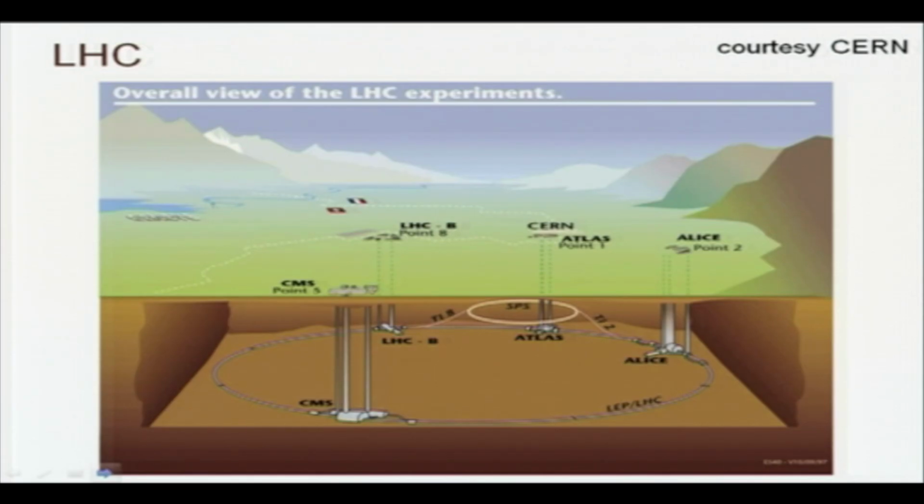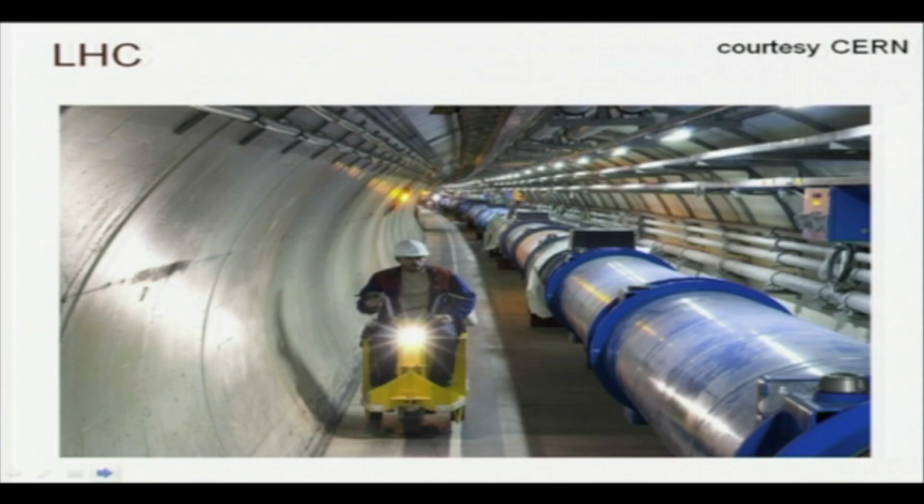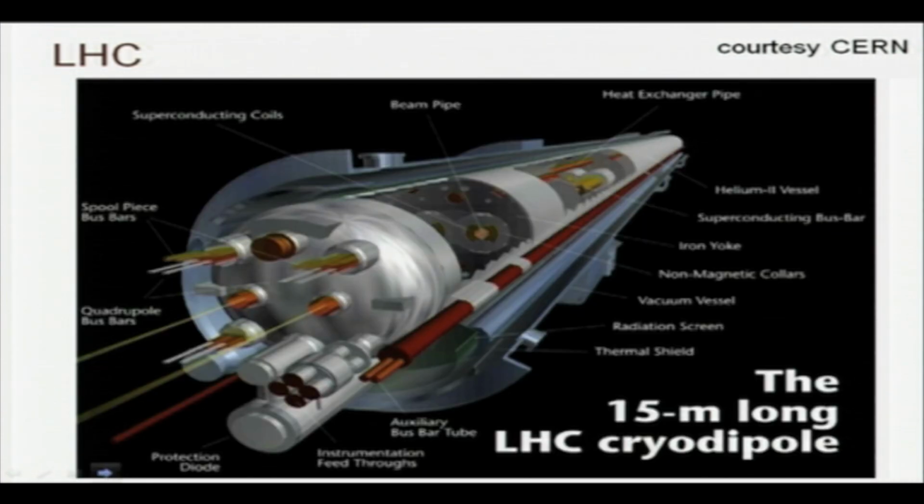That is one thing. You can see some schematic view of this, and this is inside the tunnel, just to give a feel of how big it is and how it looks. This is an actual photograph taken from CERN, courtesy CERN. The magnetic field is provided through what are called dipole magnets.